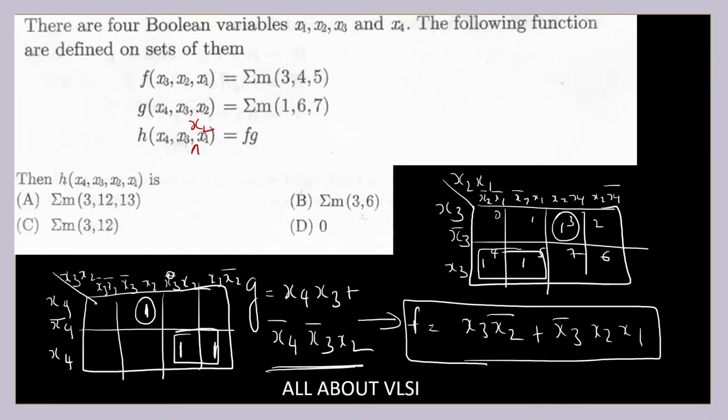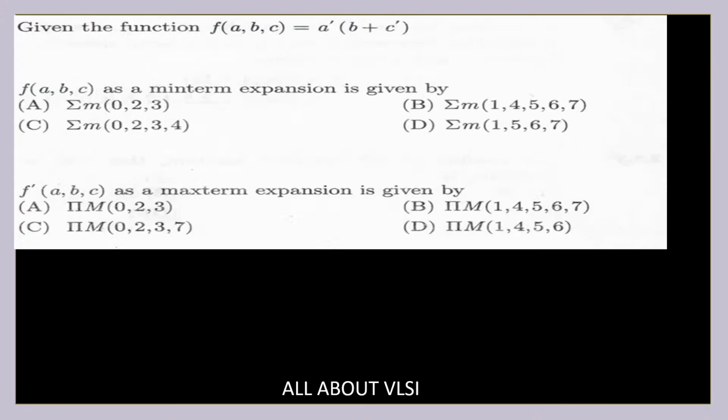Yes. Now, let's move forward and see this question. So we are given a function f of a comma b comma c, which is a bar into b plus c bar. And we need to find out the expanded minterm. So basically, we need to find out the minterm of this particular function. It's a simple question.